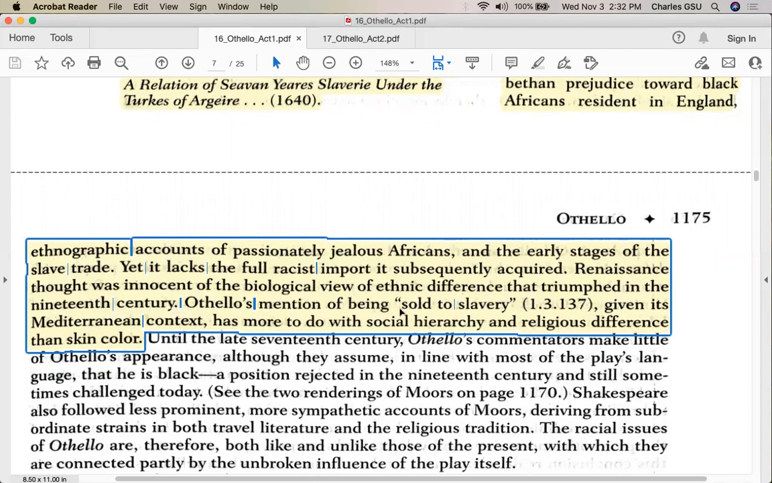Othello's mention of being, quote, sold to slavery, which occurs in Act 1, Scene 3, line 137. So that's how you read these Shakespearean play line notation citations. When he's sold into slavery, given its Mediterranean context, that has more to do with social hierarchy and religious difference than skin color. That is to say, people were being sold into slavery all of the time in and around Northern Africa and the Mediterranean. I mean, go back as far as the Greeks and the Spartans and so on.